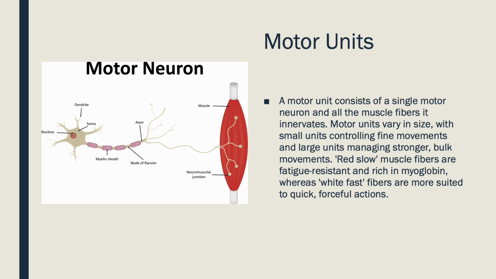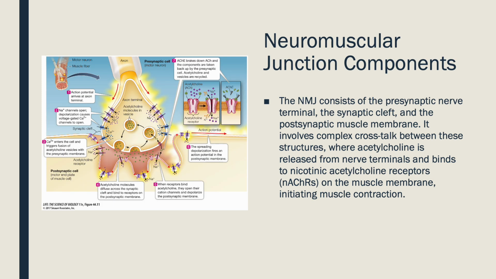So a motor unit is made up of one motor neuron and all of the muscle fibers it will innervate. Motor units can vary in size, and they control either fine movements or stronger bulk movements. Slow twitch fibers are suited for endurance, while fast twitch fibers are suited for quick, forceful actions.